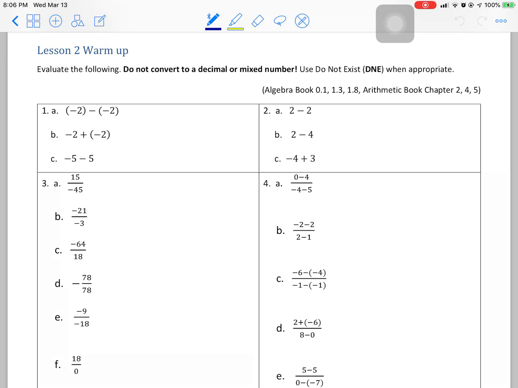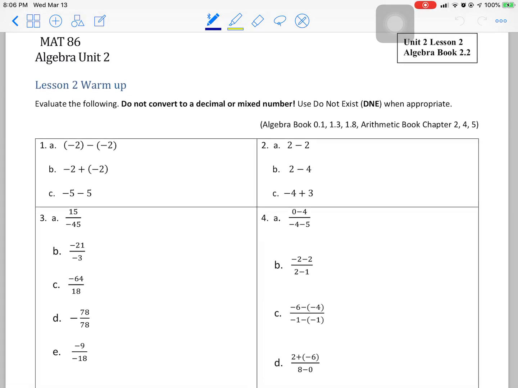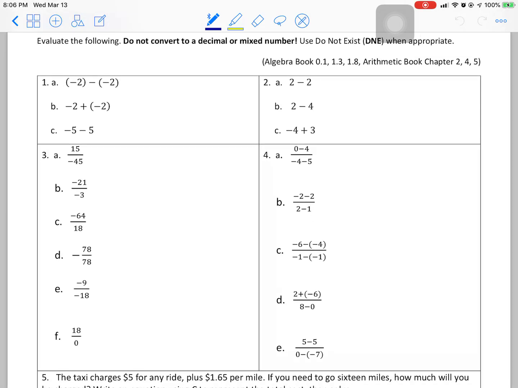Okay, so this is Unit 2, Lesson 2, Warm-Up. Evaluate the following. Do not convert into a decimal or a mixed number. Believe it or not, it says use "does not exist," or DNE, when appropriate.